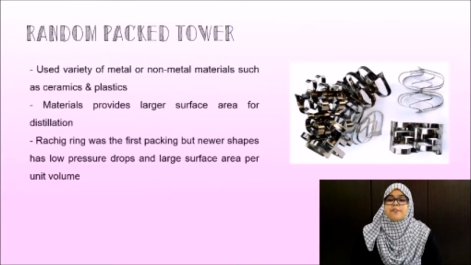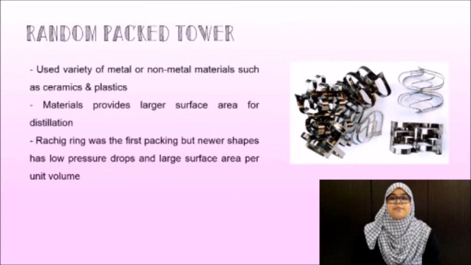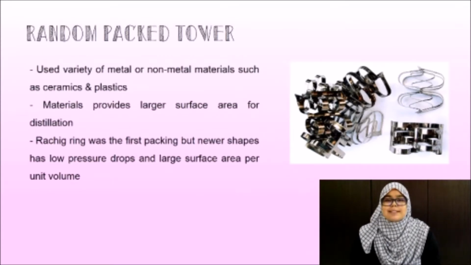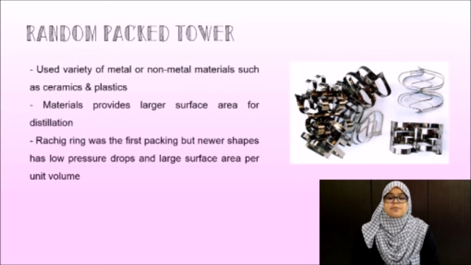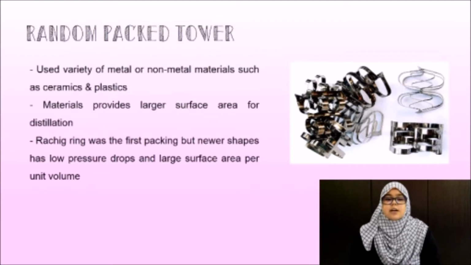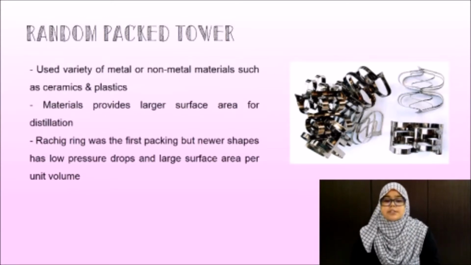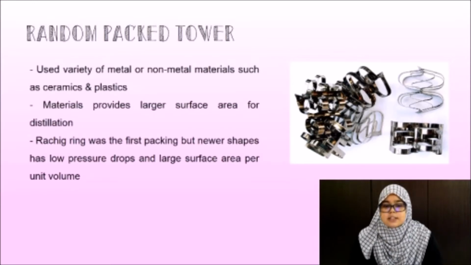The first type of packed tower is a random packed tower. Random packed towers use a variety of metal and non-metal materials such as ceramics and plastics. These materials provide the largest surface area for distillation to happen. Raschig rings were the first packing that was used, but newer shapes with low pressure drops and large surface area per unit volume have replaced Raschig rings in packed distillation columns.